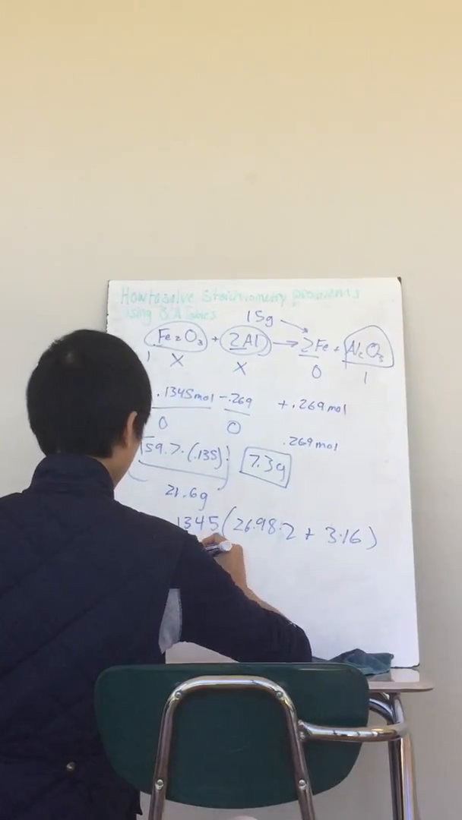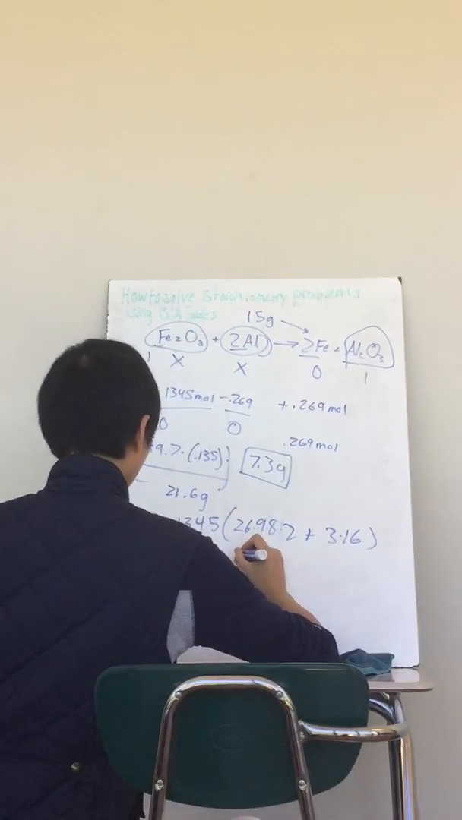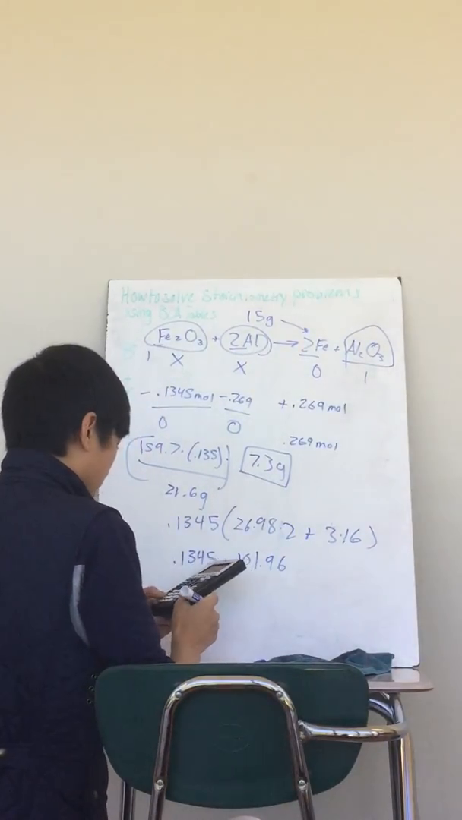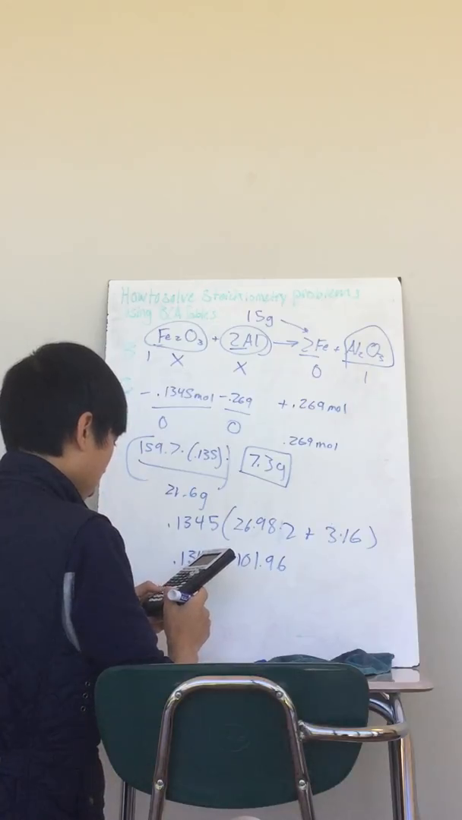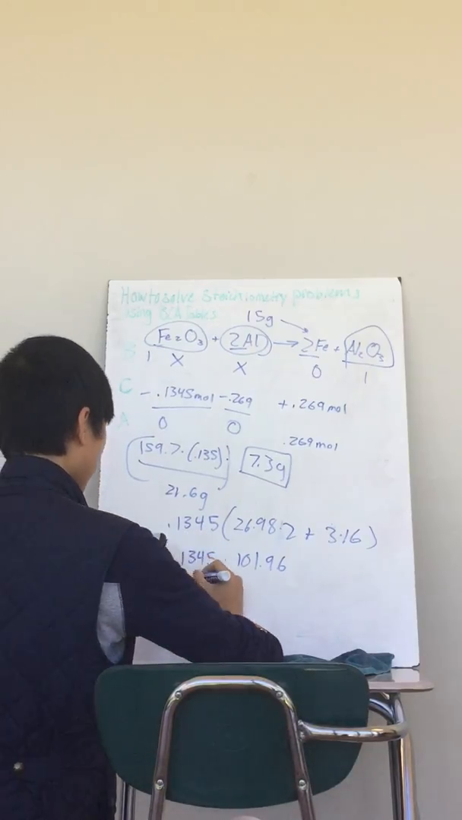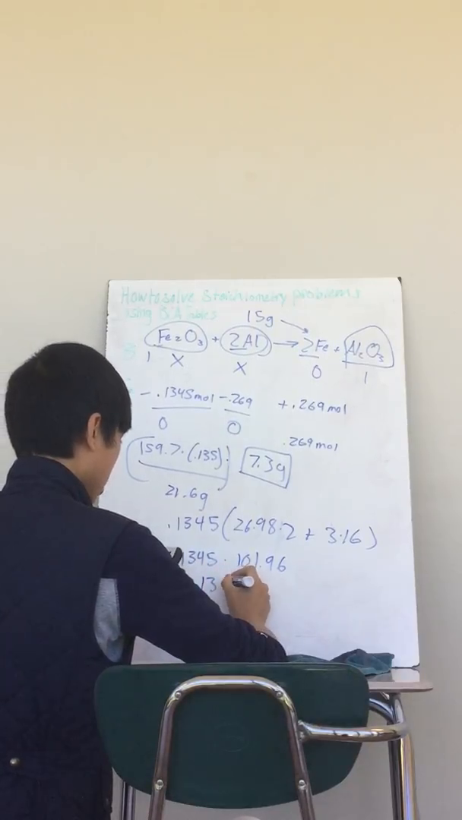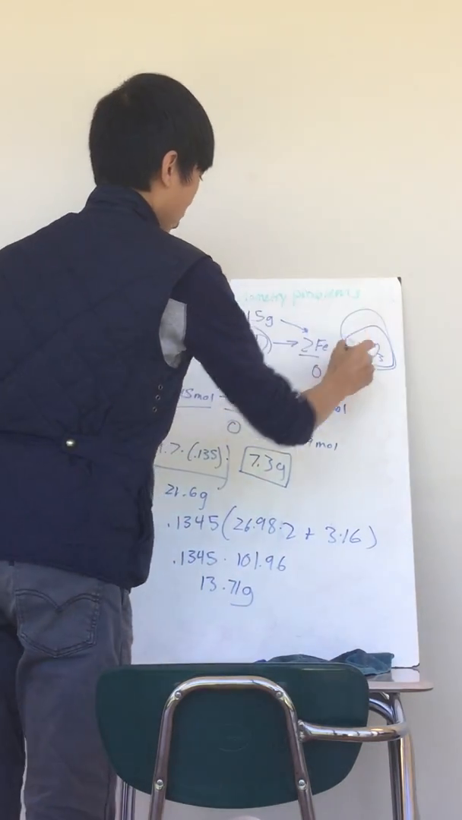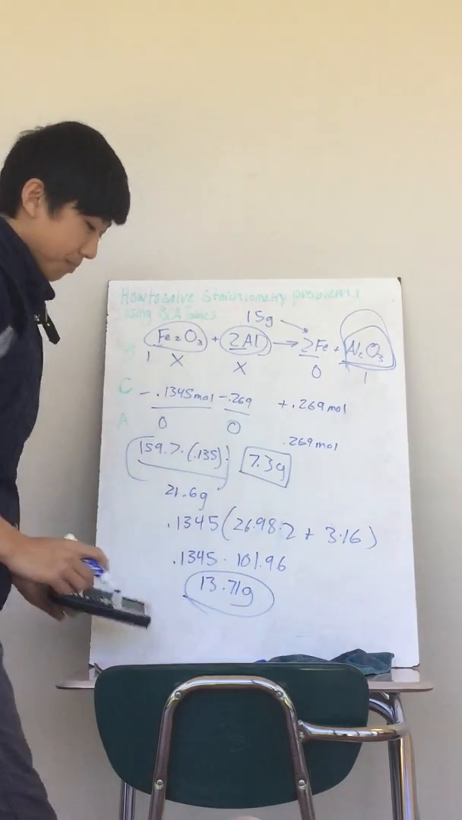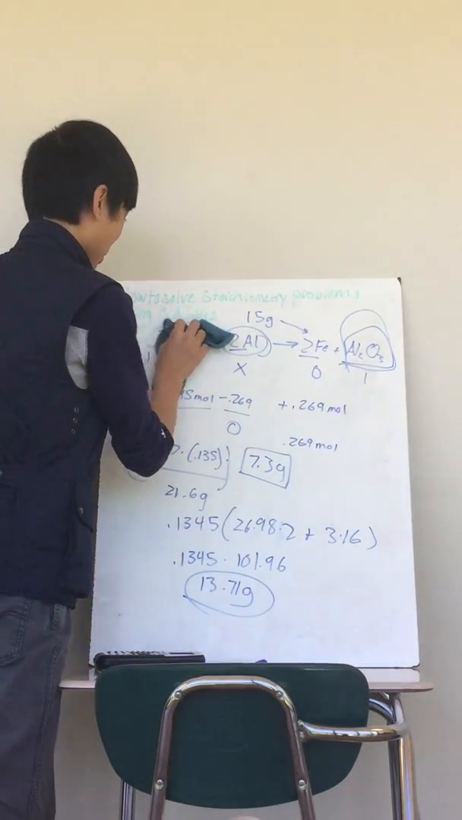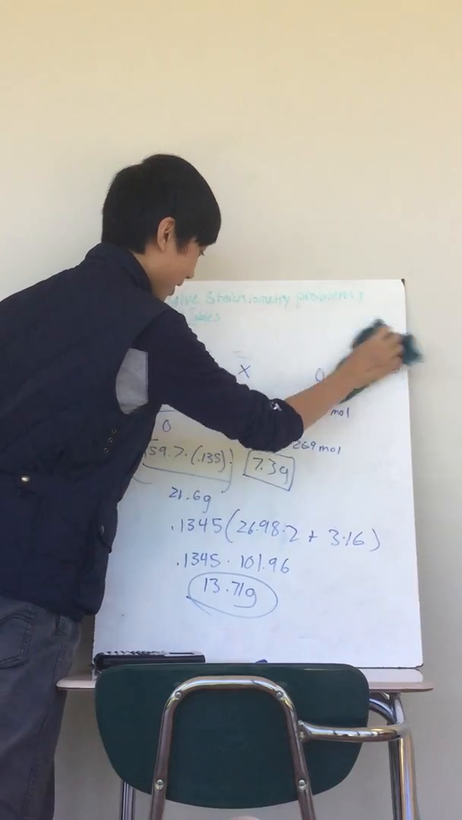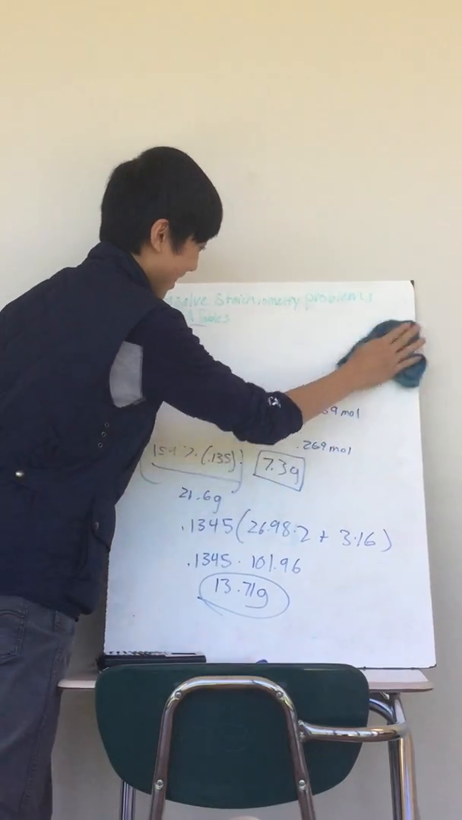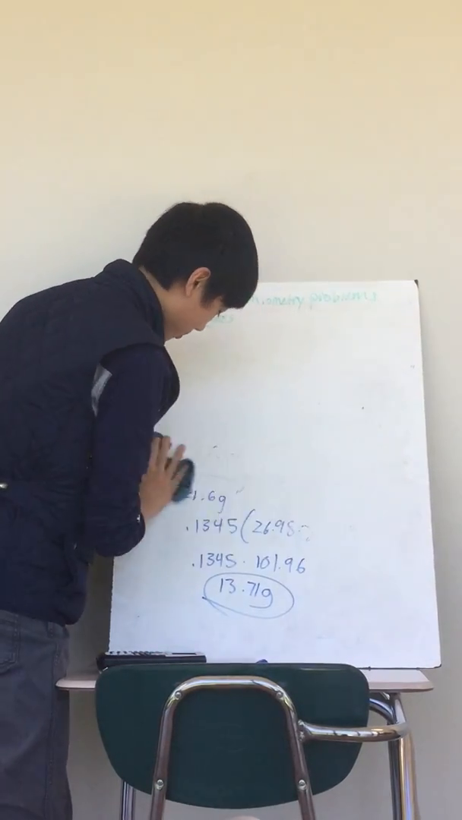So 0.135, which is the moles, times the molar mass of 101.96, you get 13.1 grams. So that's how much Al2O3 would be produced out of this reaction. That's the first question. It's a pretty long question. If you want to see this again, you can just go back to the video.